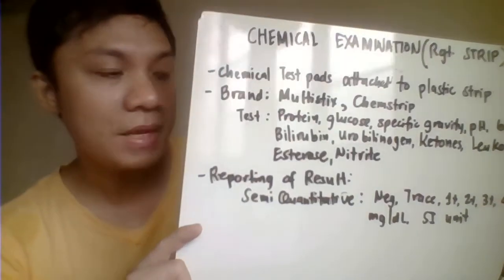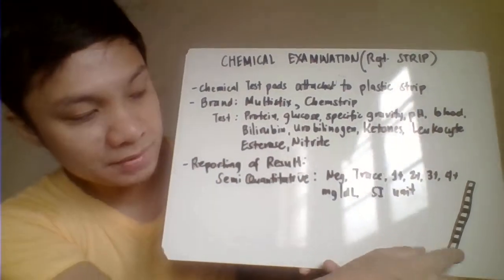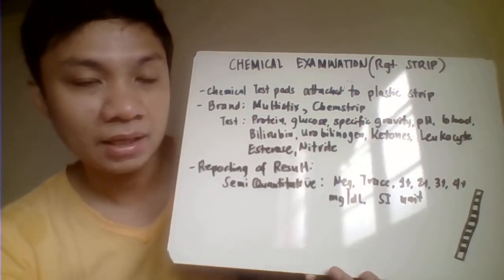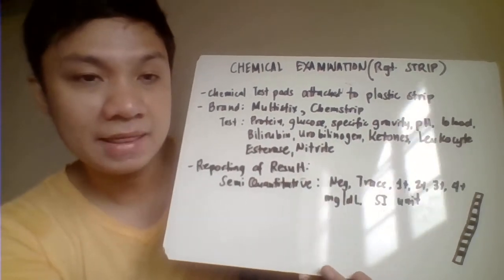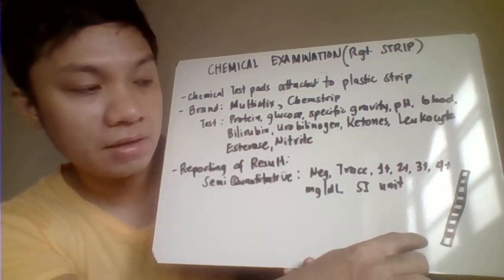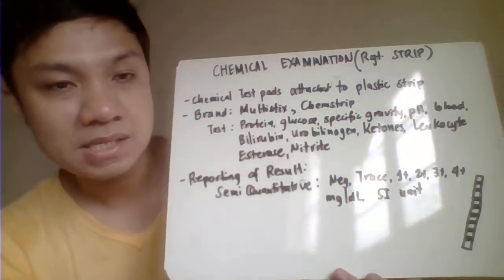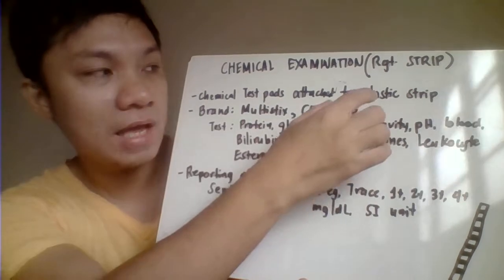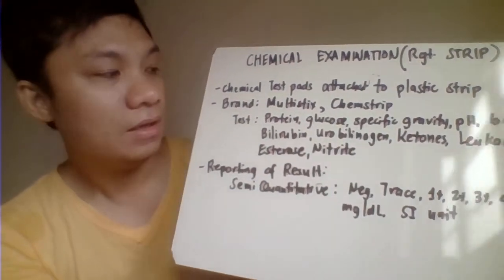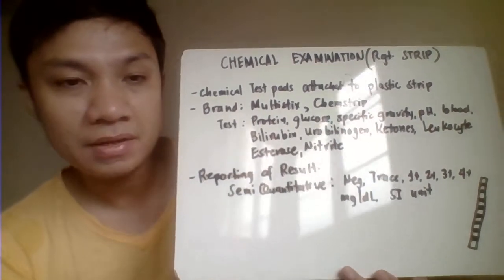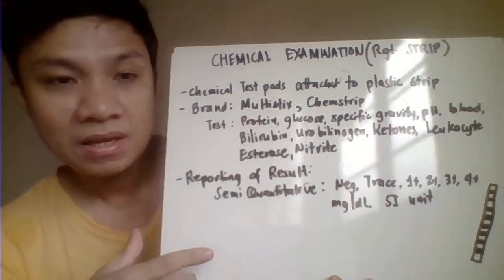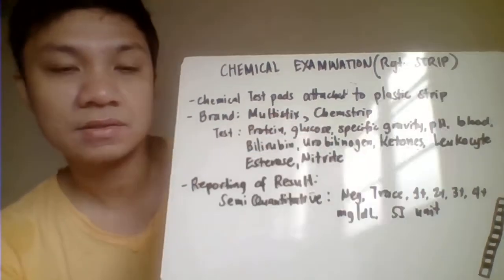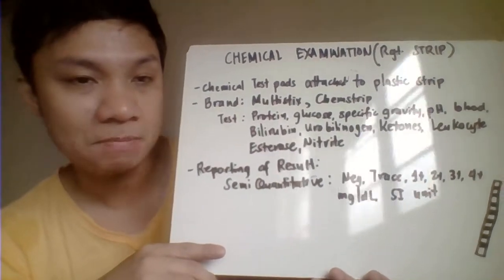So basically when we speak about the reagent strips, it's just a strip, a test pad that is impregnated with the chemical reagent for each of the test pads attached to the plastic strip. Okay, so we have here your reagent strips. We have here the different brands. We have the brand name in the form of Multistix. We could also have here your Chemstrip.